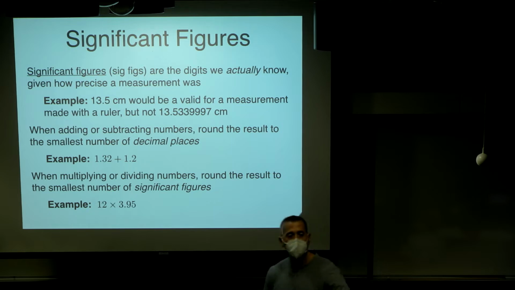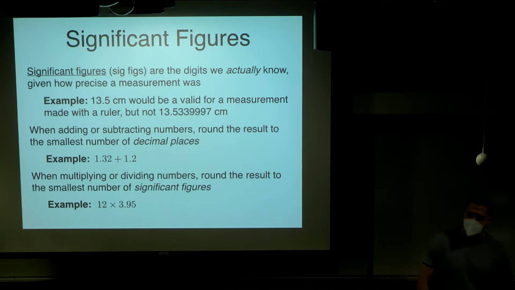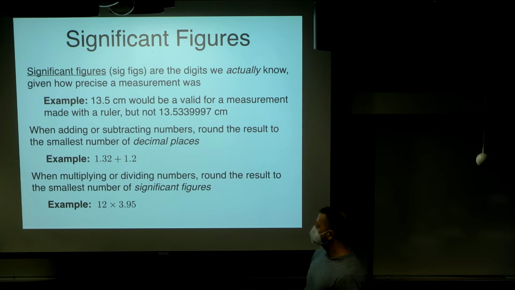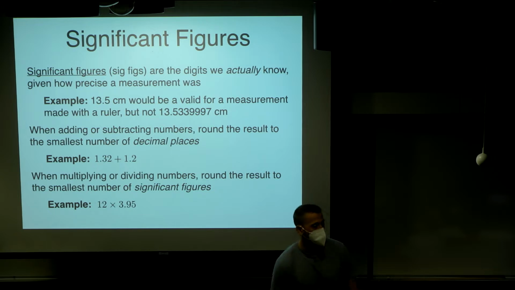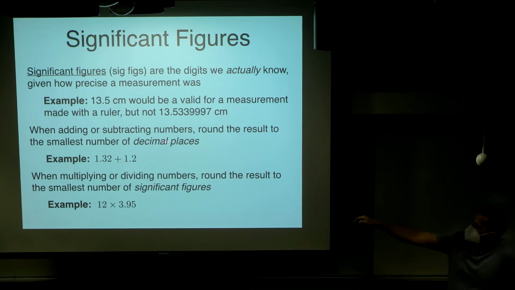The other issue is, how do we take some measurement given to some level of precision, some number of sig figs, and then do some kind of calculation with that number? Remember, there's just two rules here. One applies to addition and subtraction, and the other applies to multiplication or division. When you're adding or subtracting numbers, you have to round the result to the smallest number of decimal places out of the numbers involved in that calculation.